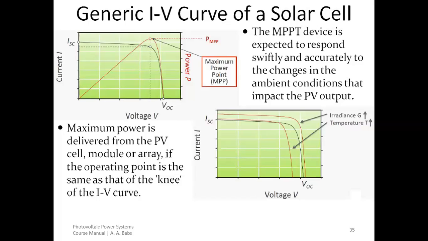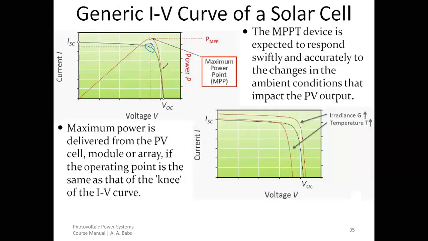Now, one of the first things I need you to know is that maximum power is usually delivered from the PV cell, module or array if the operating point is the same as that of the knee of the IV curve. When we say the knee of the IV curve, this is what we're referring to. You can see this is like the knee here. That is the knee of the IV curve.